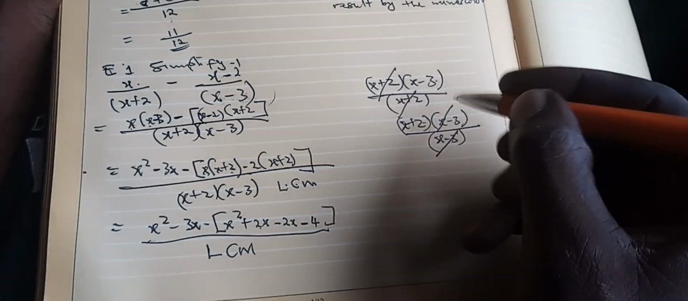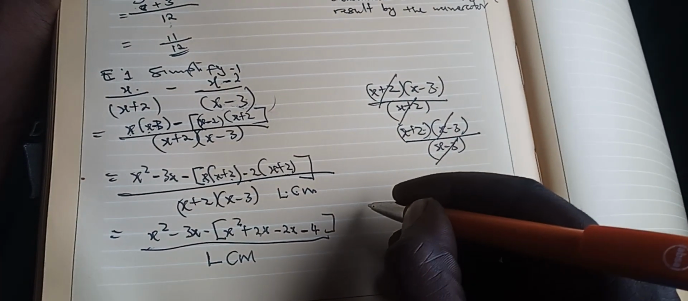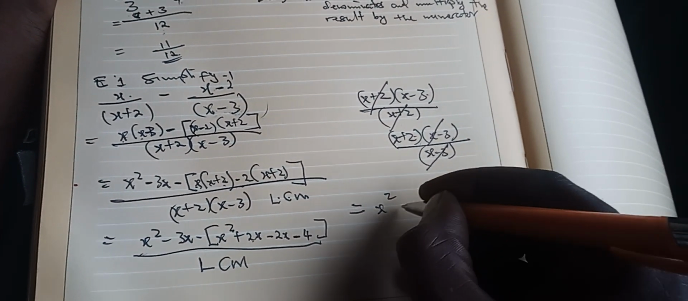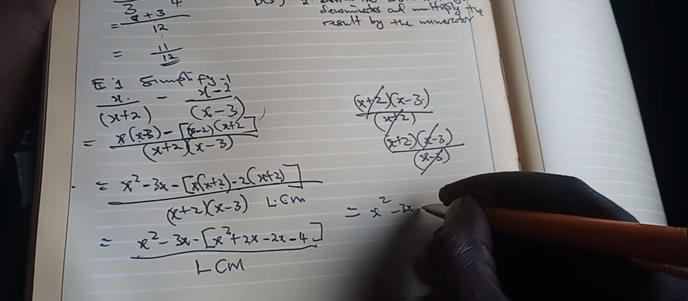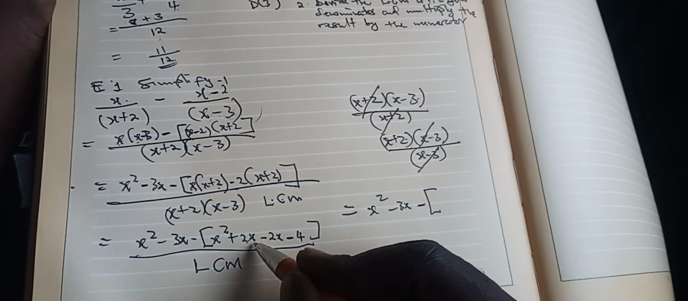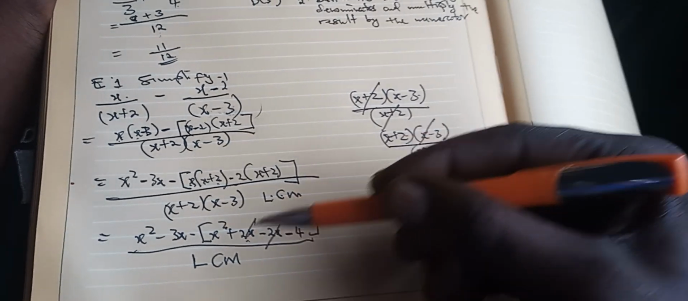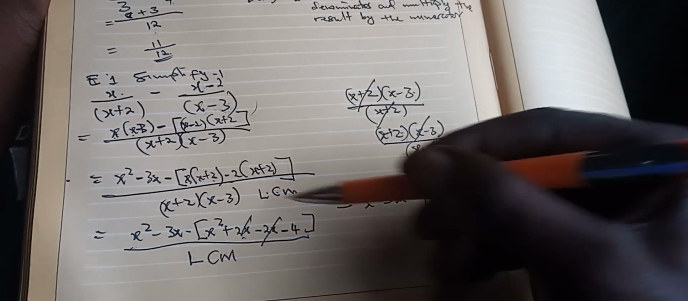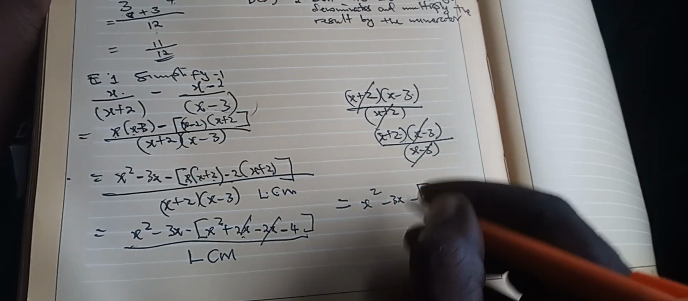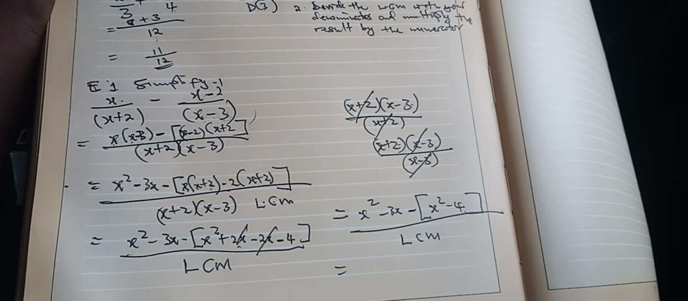The lowest common multiple is going to remain the same. And then we simplify further our numerator here. We are going to have x squared minus 3x, then minus, inside our bracket, 2x minus 2x, we are going to get a 0. So in the bracket, we're going to be left with x squared minus 4. x squared minus 4 over our lowest common multiple, which will remain the same.